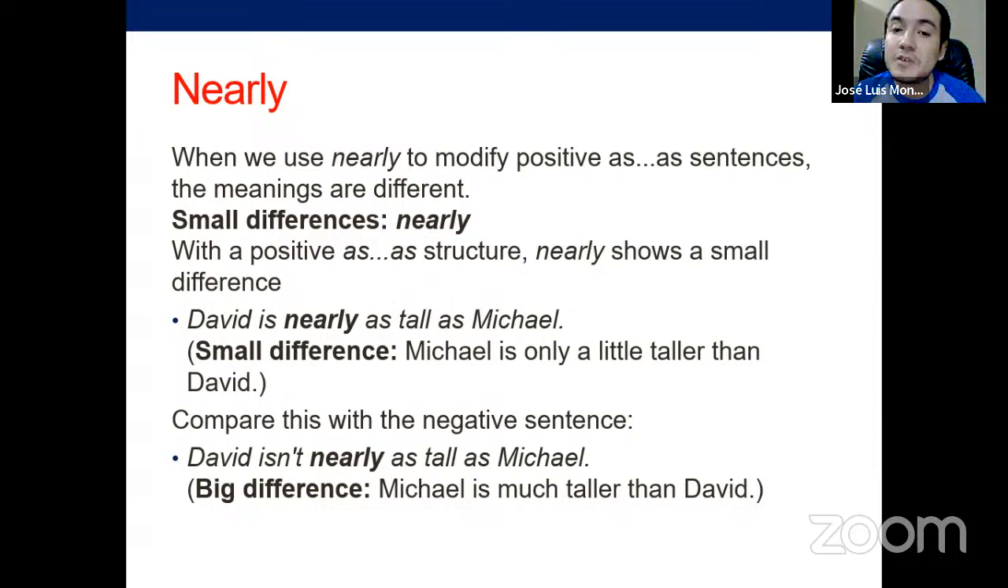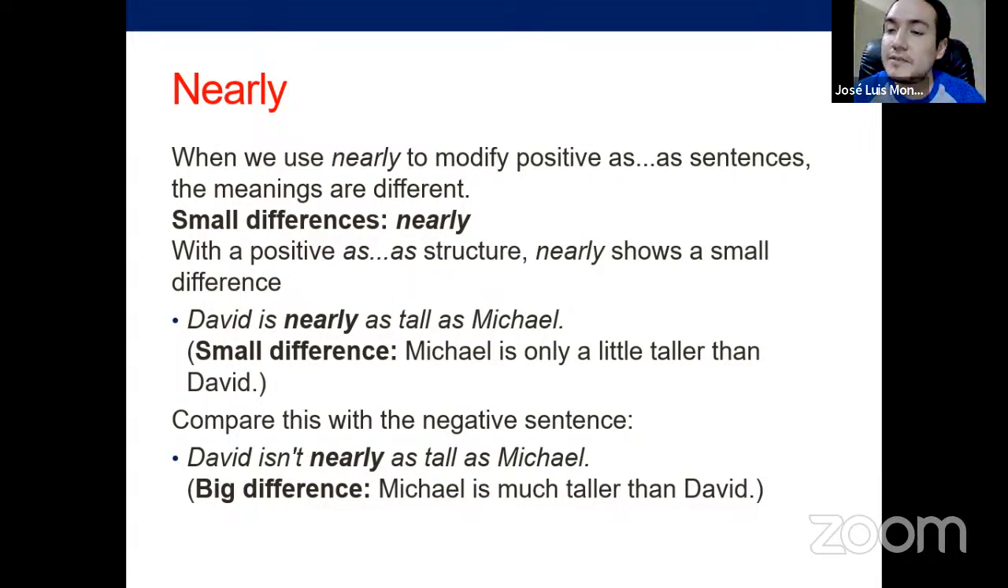David is nearly as tall as Michael. It's a small difference. Michael is only a little taller than David. That's the meaning, right? The difference is not big. They're almost as tall, right? Nearly, but they are not the same.